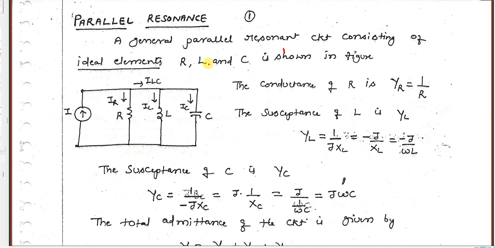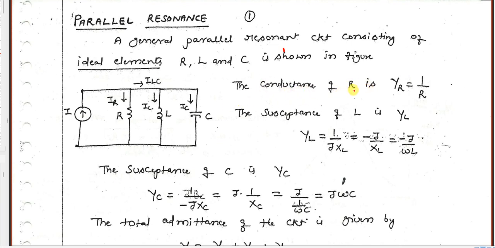These are ideal elements. In an ideal inductor, there is no internal resistance. Similarly, the capacitor will not have any internal resistance. So these ideal elements, the resistor, inductor, and capacitor, are connected across the current source I.